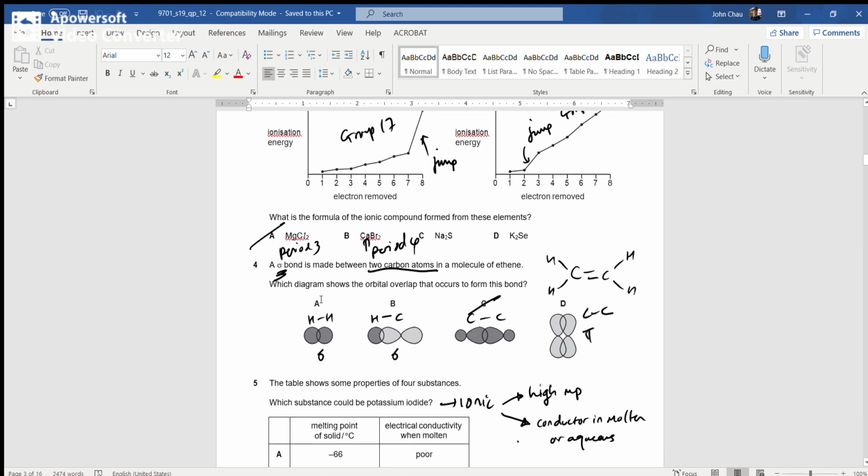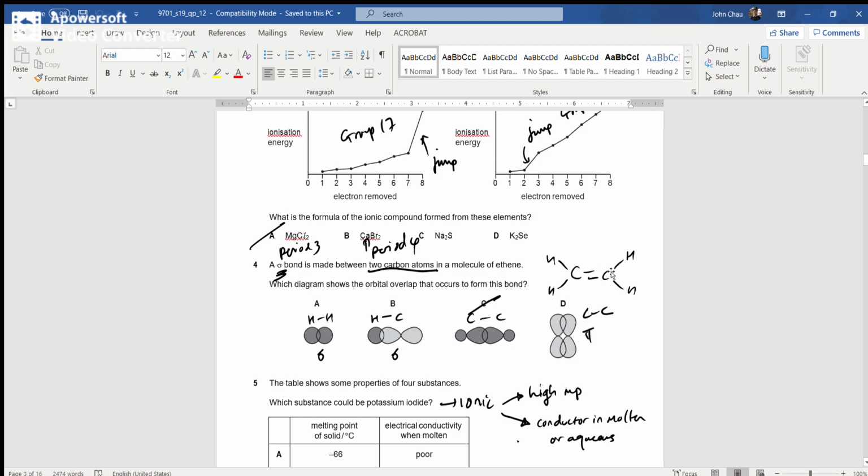Question 4. A sigma bond is made between 2 carbon atoms in a molecule of ethene. Which diagram shows the orbital overlap that occurs to form this bond? Now the sigma bond usually overlaps end on, while the pi bond overlaps sideways. Now this is a pi bond.